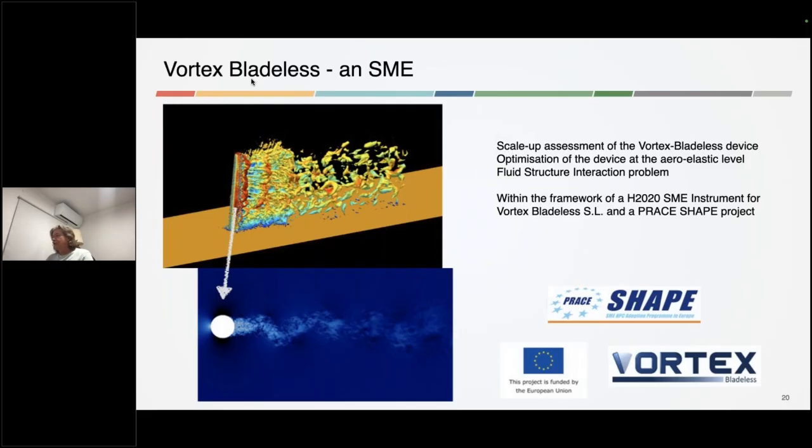Here, it was a collaboration with Vortex Bladeless. This is a small SME that tries to generate energy with a mast that oscillates. It enters in resonance, and in this way, it generates energy. We have participated with them first with a Shape Praise project, and then actually they paid us for some time from a European project in which they were involved, and we did these very nice LES simulations for them, where not only the flow, but we also have the movement of the mast.